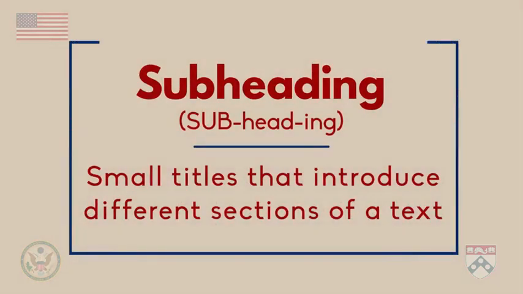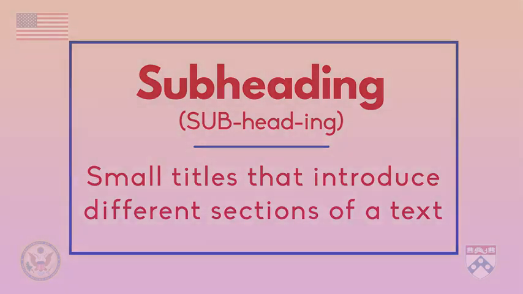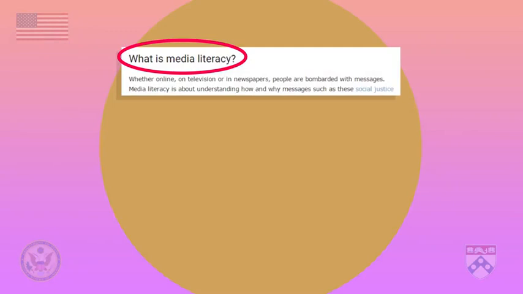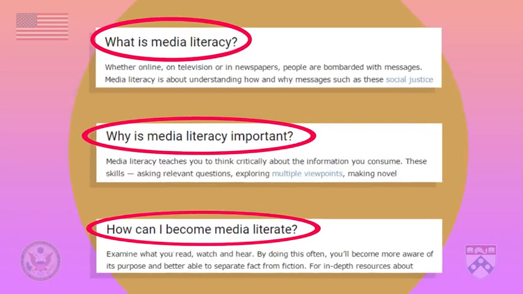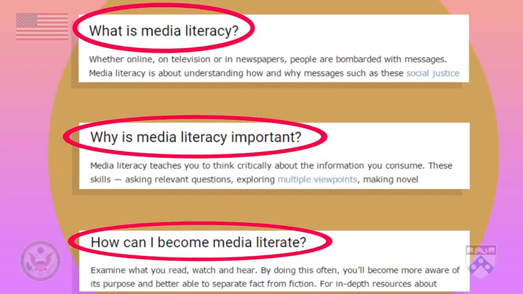In addition to pictures, we should pay attention to any subheadings in the text. Subheadings are the small titles that introduce different sections of the text. In our text, we see these subheadings. What is media literacy? Why is media literacy important? How can I become media literate? We can predict that the text will talk about all of these ideas.